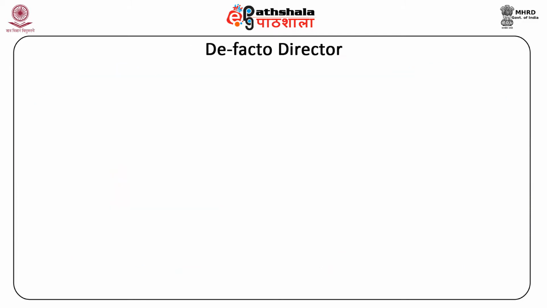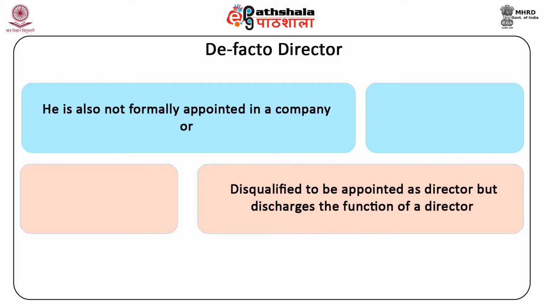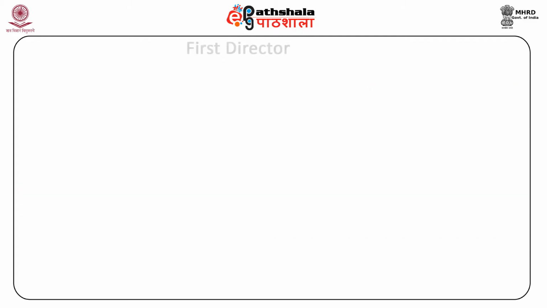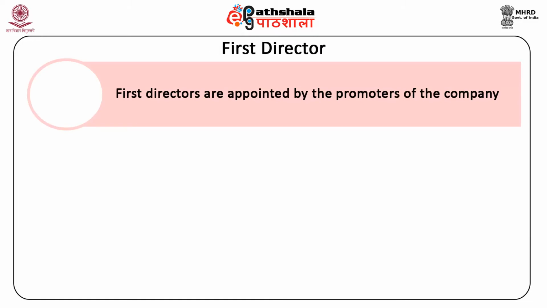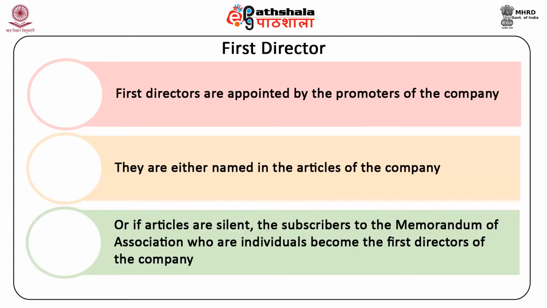De facto director: he is also not formally appointed in a company, or he may be a person who is disqualified to be appointed as director but discharges the function of a director despite a lack of authority and right to so act. First director: first directors are appointed by the promoters of the company immediately after the incorporation of the company. They are either named in the articles of the company, or if articles are silent, the subscribers to the memorandum of association, who are individuals, become the first directors of the company.